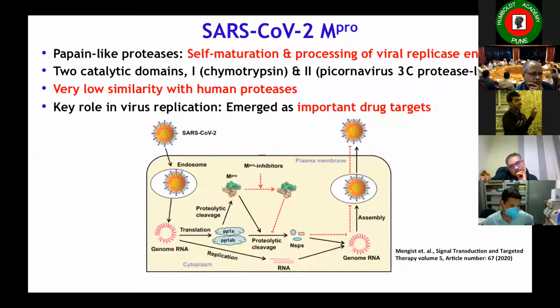And as also mentioned, this protease, which is a papain-like protease, is very important for self-maturation as well as the processing of viral replicase enzyme. It actually has two catalytic domains: one is chymotrypsin and another is 3C protease like.